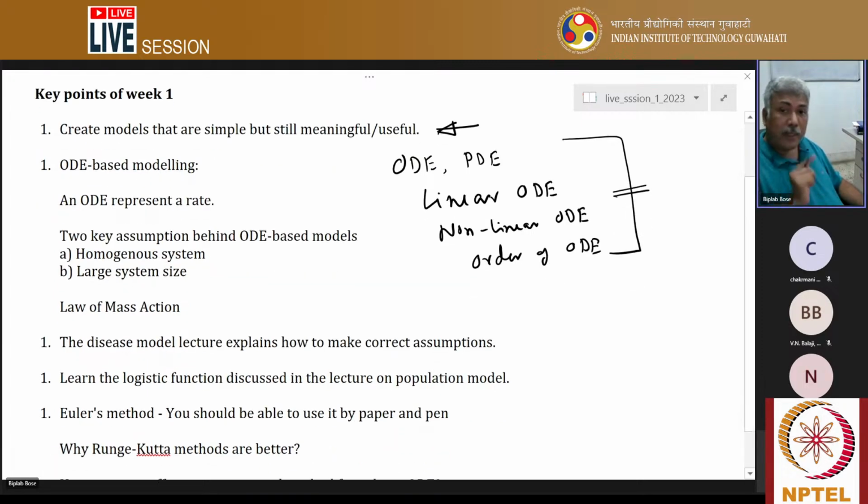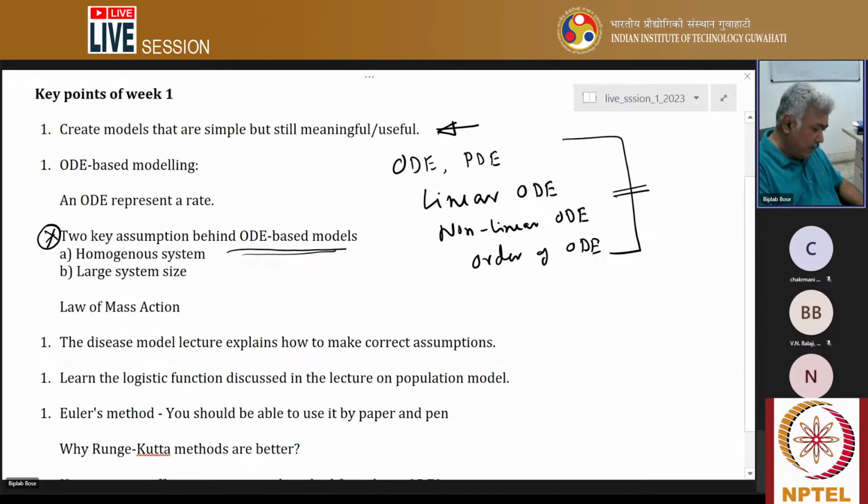Beyond that, one very important point has been discussed in the first week's lecture. That is when I can use an ODE based model. This is very important. All ordinary differential equation based models that we use in dynamical systems theory are based upon two key assumptions. What are those two assumptions?